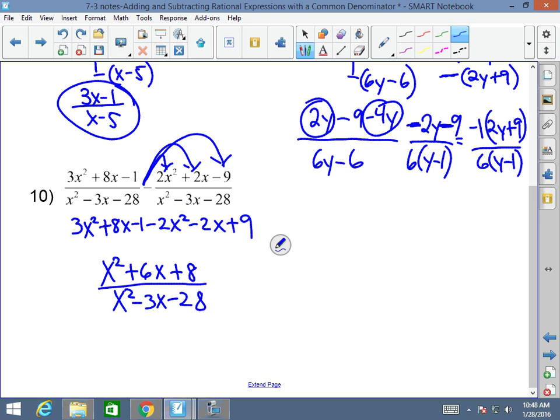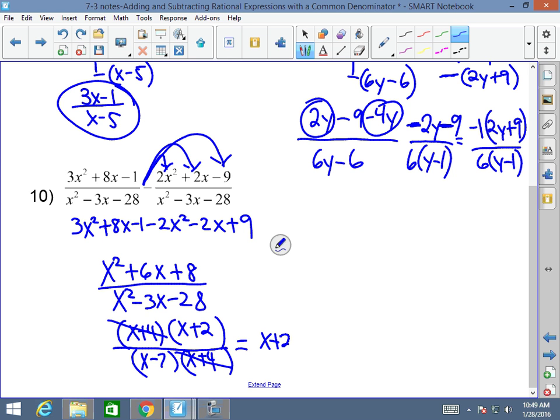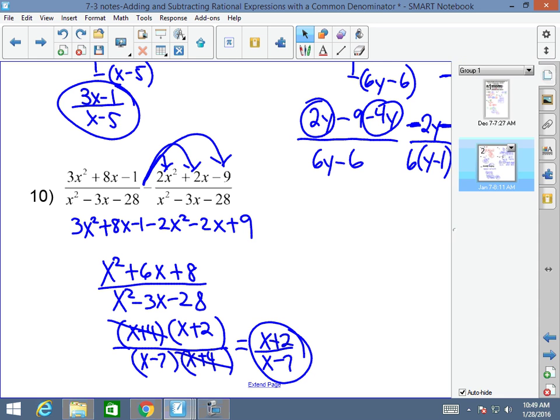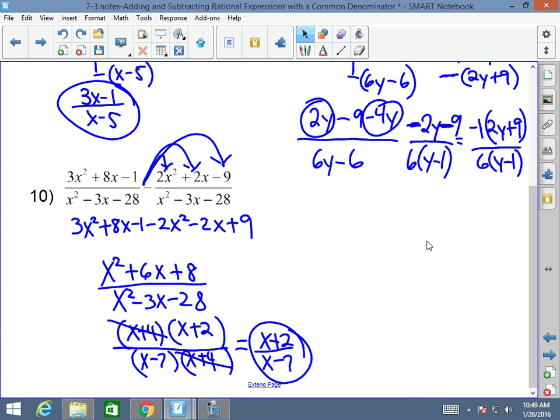Now let's factor. So what times what is 8, but when added together is 6? Positive 4, positive 2. Excellent, gentlemen. And what times what is negative 28, but when added together is negative 3? Negative 7, positive 4. Guess what? X plus 4 is a perfect binomial with x plus 4. So my answer is x plus 2 over x minus 7. And you have just added your rational expressions. Does that make sense, guys?